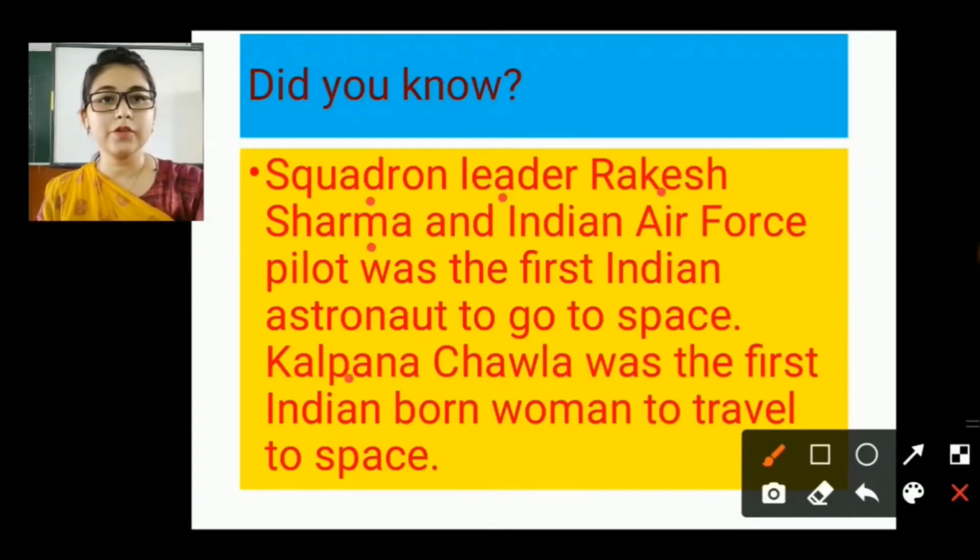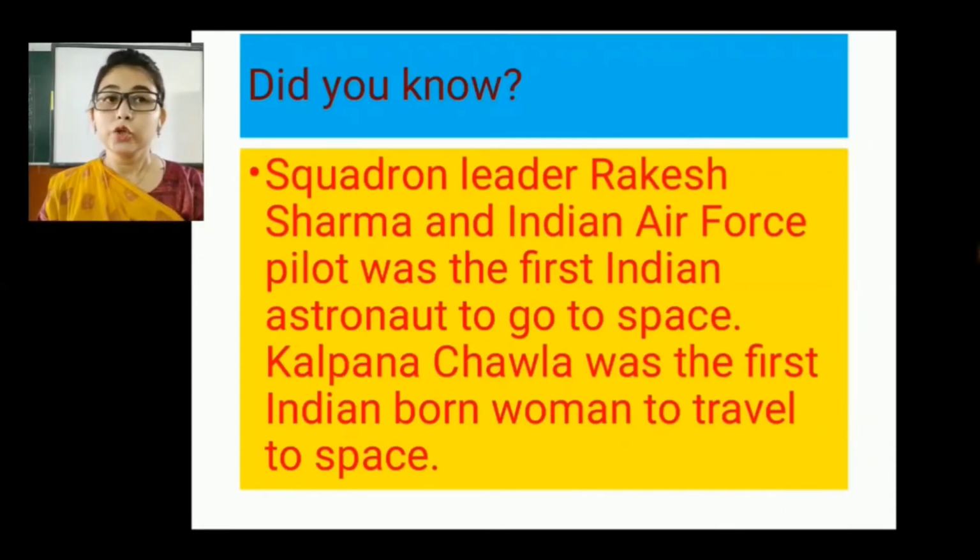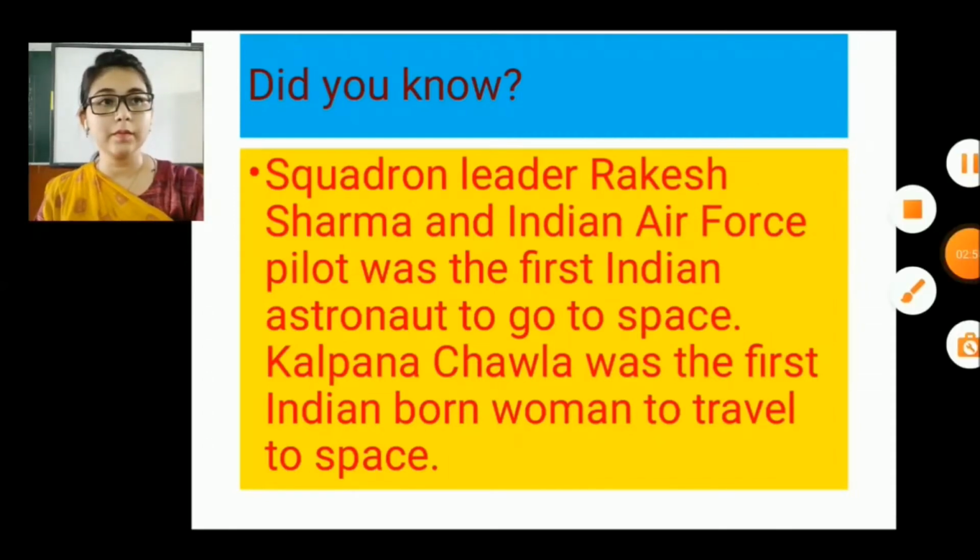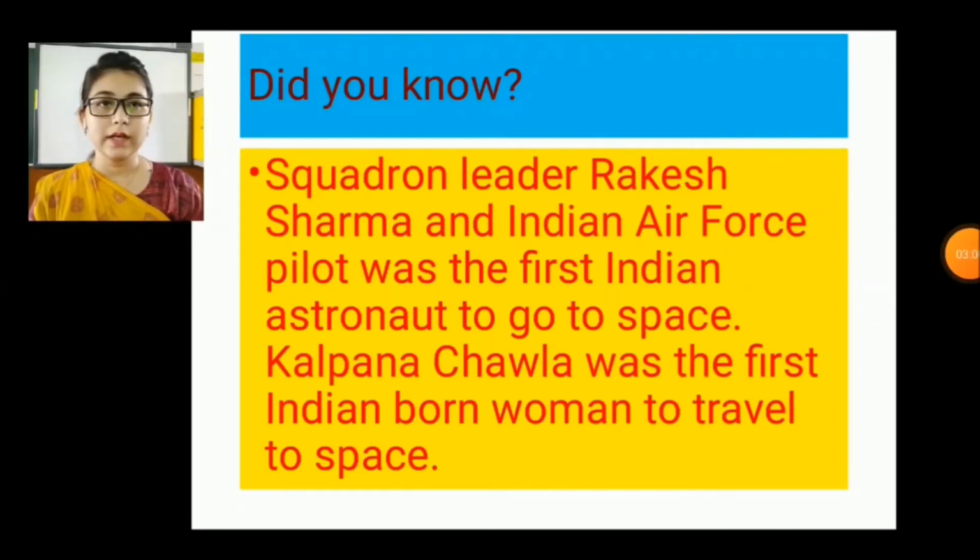And Kalpana Chawla was the first Indian-born woman to travel to space. So these were the two important people. You should know about them because students, it's a kind of general knowledge information. So you have to remember these two names, Rakesh Sharma and Kalpana Chawla. Now let's move further. In the next slide, we'll see the photos of these two important persons.